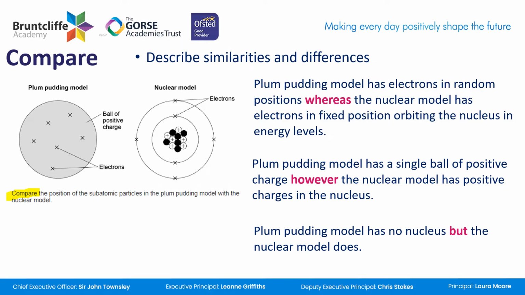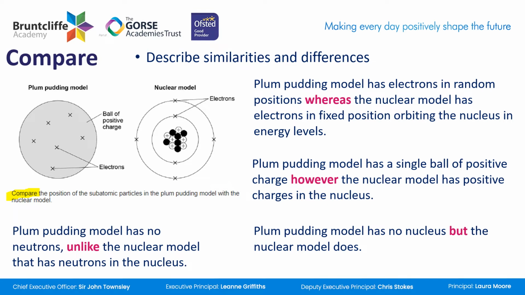Another connective word could be whereas. Plum pudding model has electrons in random positions, whereas the nuclear model has electrons in fixed positions orbiting the nucleus in energy levels. And lastly, another word that can be used is unlike. Plum pudding model has no neutrons, unlike the nuclear model that has neutrons in the nucleus.